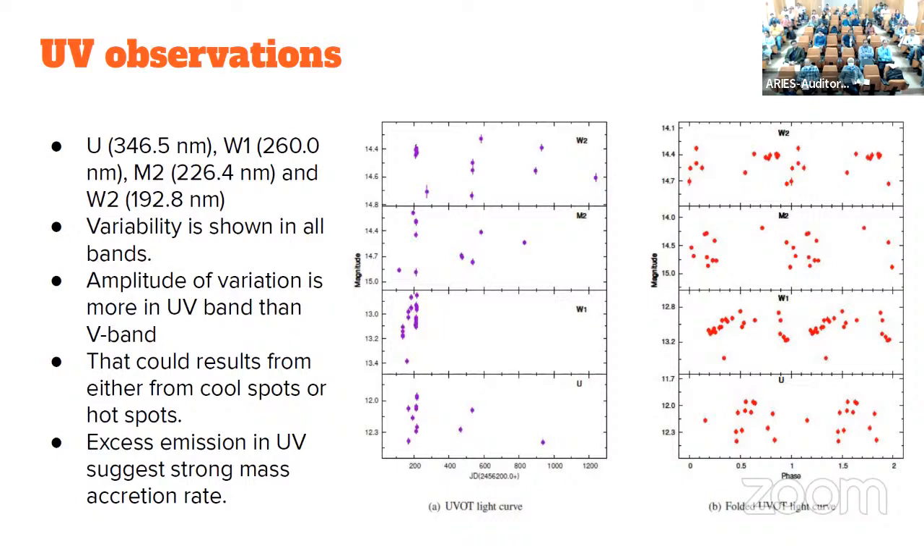So their variability is superimposed over here, so we couldn't see the modulation in the other bands. The modulation in UV is also probably due to the hot spot; basically, hot spot modulations are quite large. But at the same time, the photospheric UV emission is also there, which could be due to the presence of dark spots on the surface.